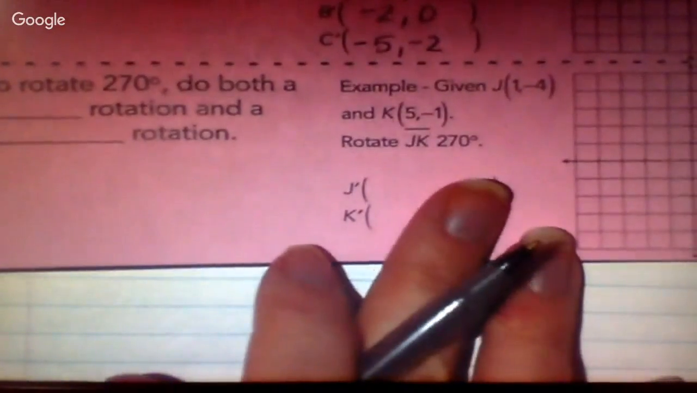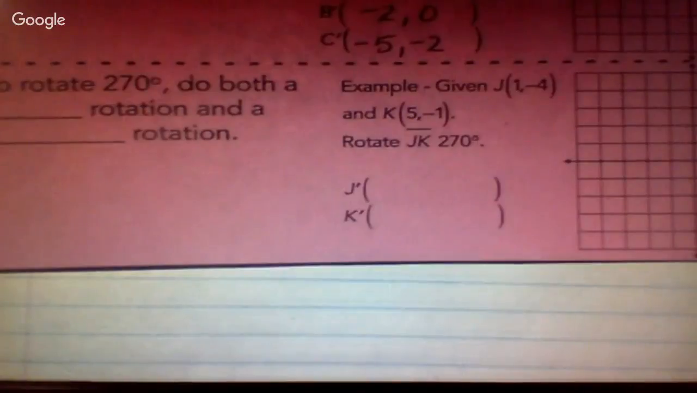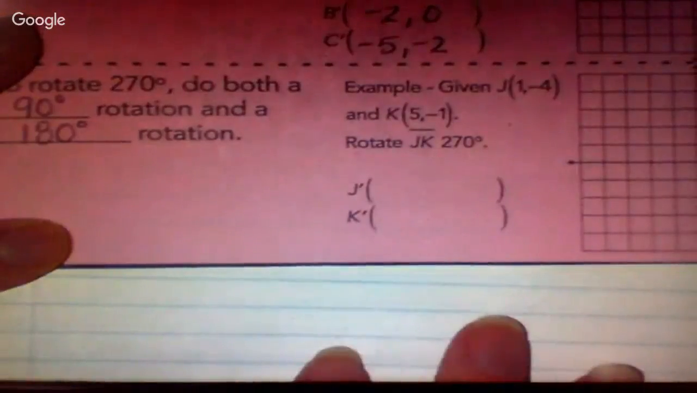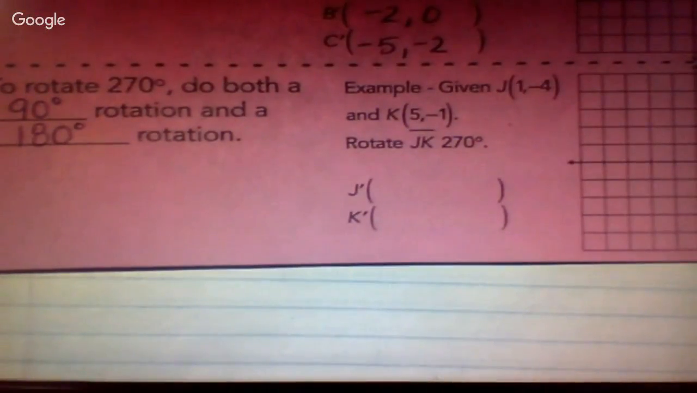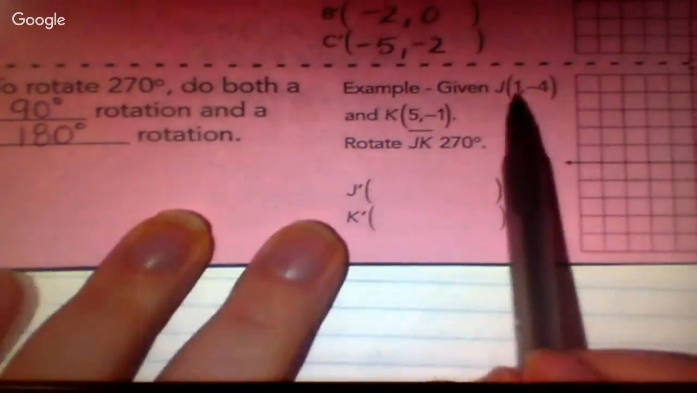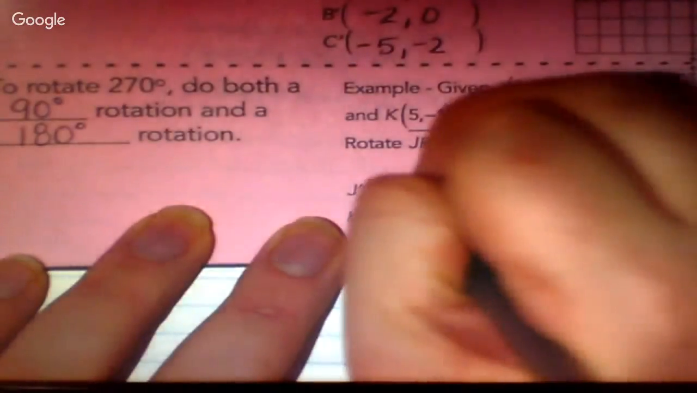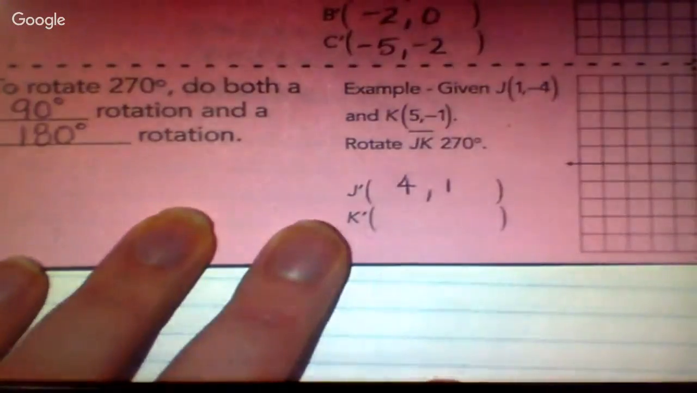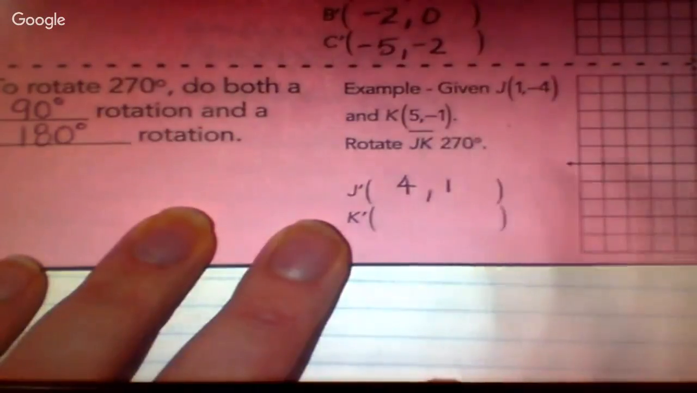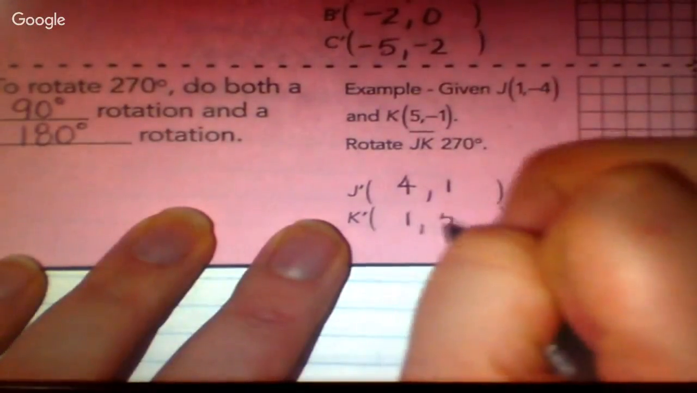This bottom one, to do a 270-degree rotation, we do both a 90-degree as well as a 180-degree. It's the same thing as what we did above, where we switch the signs and then figure out what quadrant we're in. So I had 1, -4. So this becomes 4, 1. I have 5, -1. This becomes 1, 5.